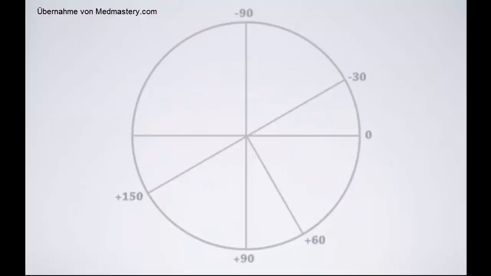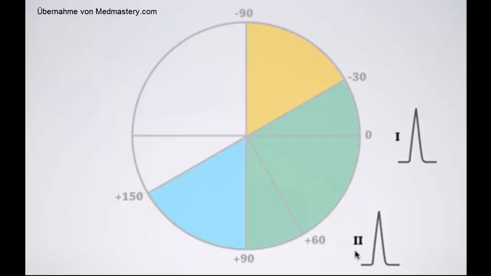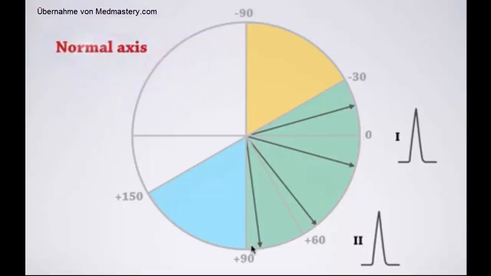Let's check it out. So we said lead 1 is mainly positive. The cardiac axis is showing somewhere in the direction of the yellow area. Now we take lead 2, and if lead 2 is also mainly positive, we know that the cardiac axis has to show somewhere at the intersection of the yellow and blue areas. And the mixture of yellow and blue is green, as we know. So the cardiac axis has to show somewhere in the direction of the green area, which is minus 30 degrees to plus 90 degrees. And since most vectors in humans show into that direction, this is called a normal axis.